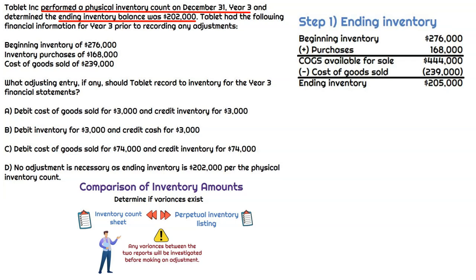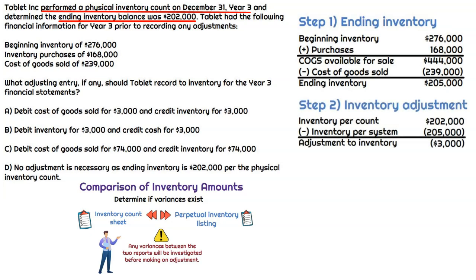And this is unadjusted. So in step 1, we'll take beginning inventory of $276,000, add inventory purchases of $168,000, and that tells us cost of goods available for sale is going to be $444,000. And then we just need to subtract cost of goods sold of $239,000, and that tells us ending inventory per the perpetual or the financial statements would be $205,000.